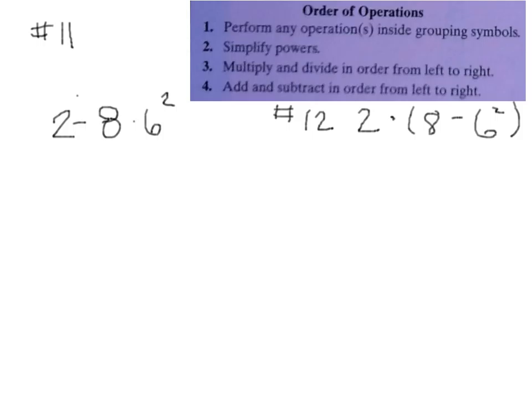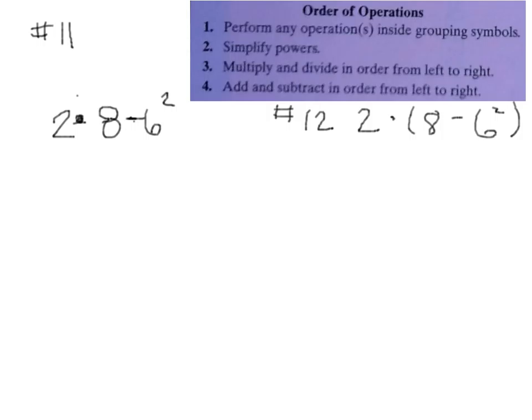Okay, so I'm going to do 11 and 12 for you right here, just because I want you to see the difference between the two, what the parentheses do. If you notice, this is a times. I copied it wrong. That's a times, and this is a minus here. So I have 2 times 8 minus 6 squared in 11, but in 12 I have 2 times the quantity 8 minus 6 squared. So let's look at how those end up being different.